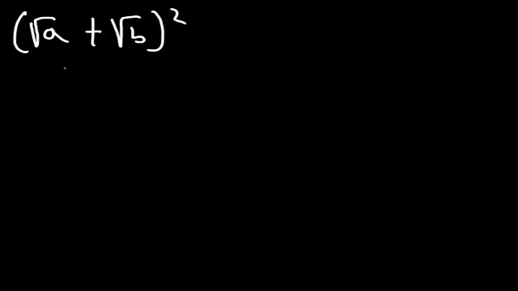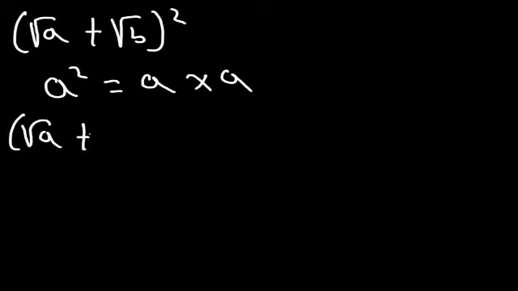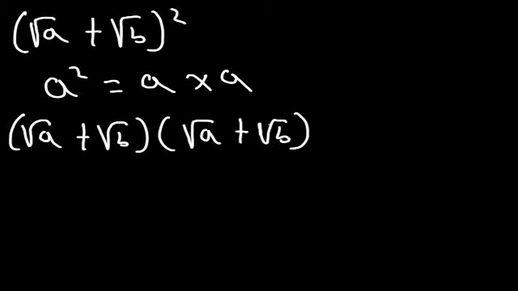Now, from your knowledge of indices, you know that a squared is equal to a times a. So definitely square root of a plus square root of b, squared, simply means square root of a plus square root of b, all multiplied by square root of a plus square root of b. Don't change the sign. The sign keeps on being the same. Having done this, you can now expand. While expanding, you need to know that you are multiplying each term with the corresponding terms.